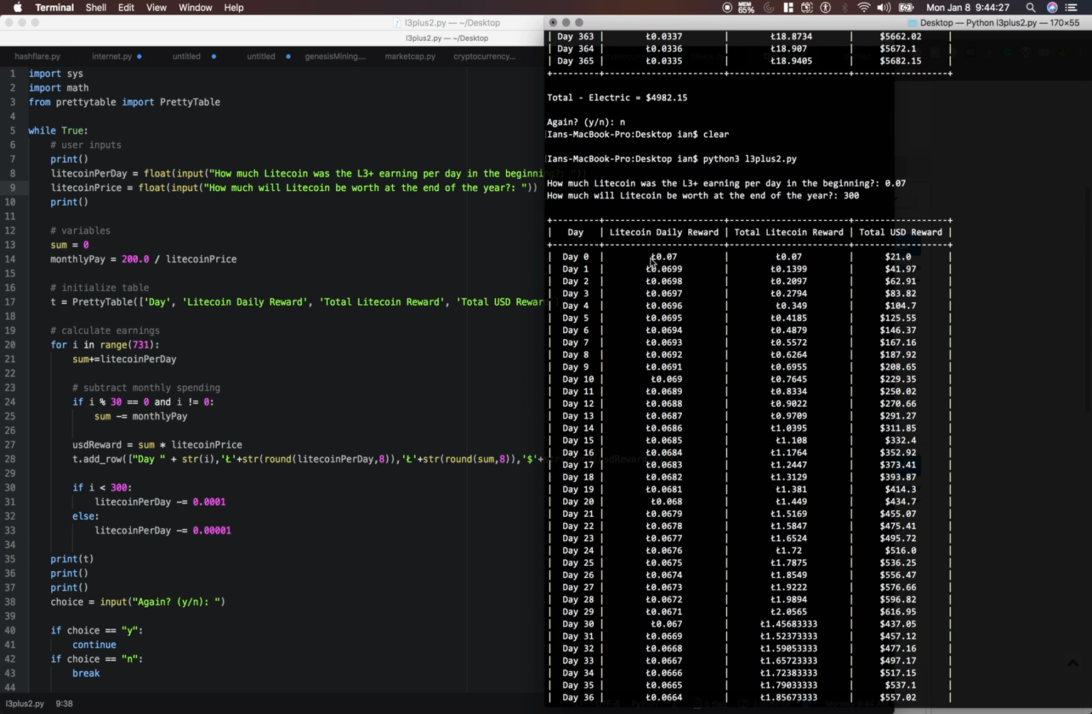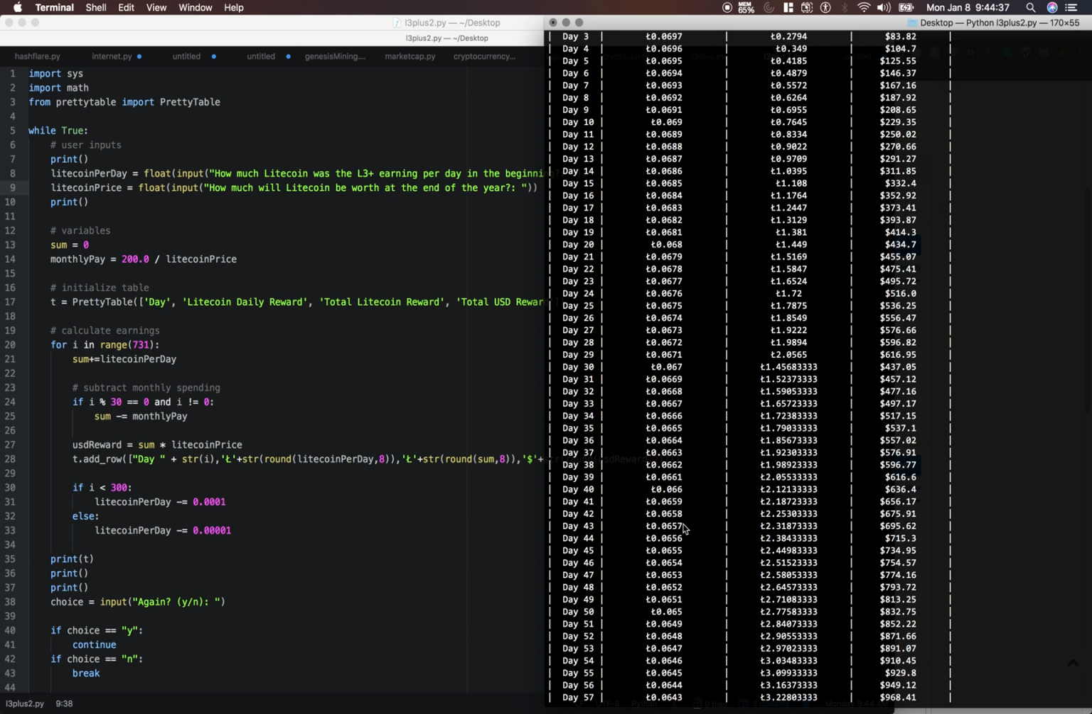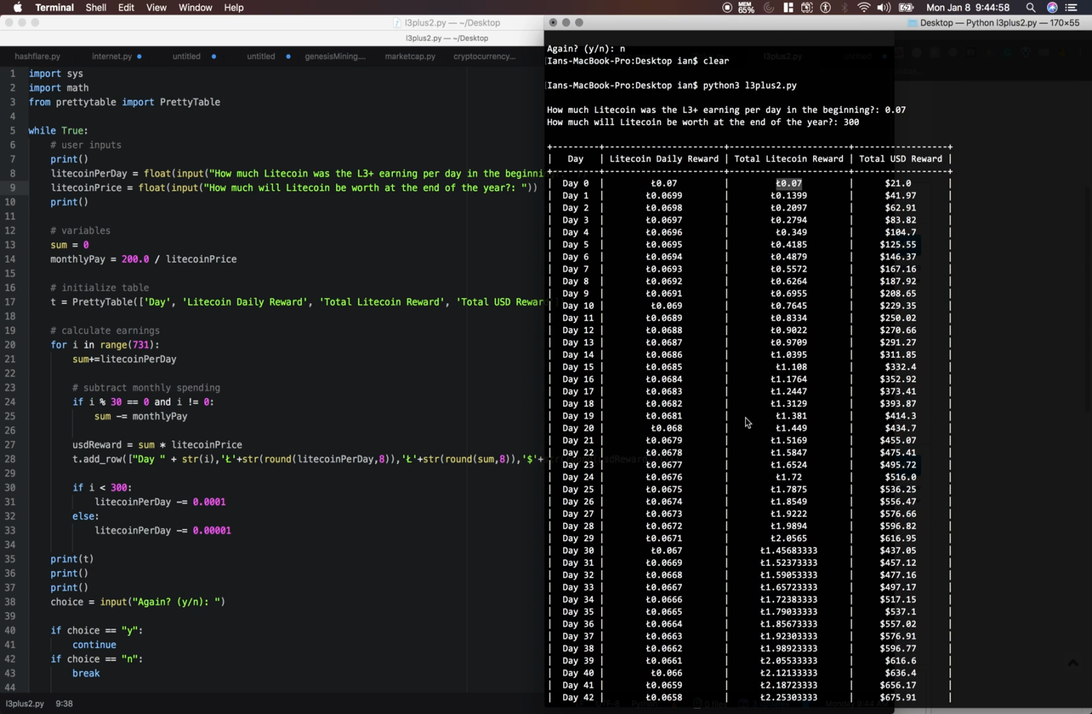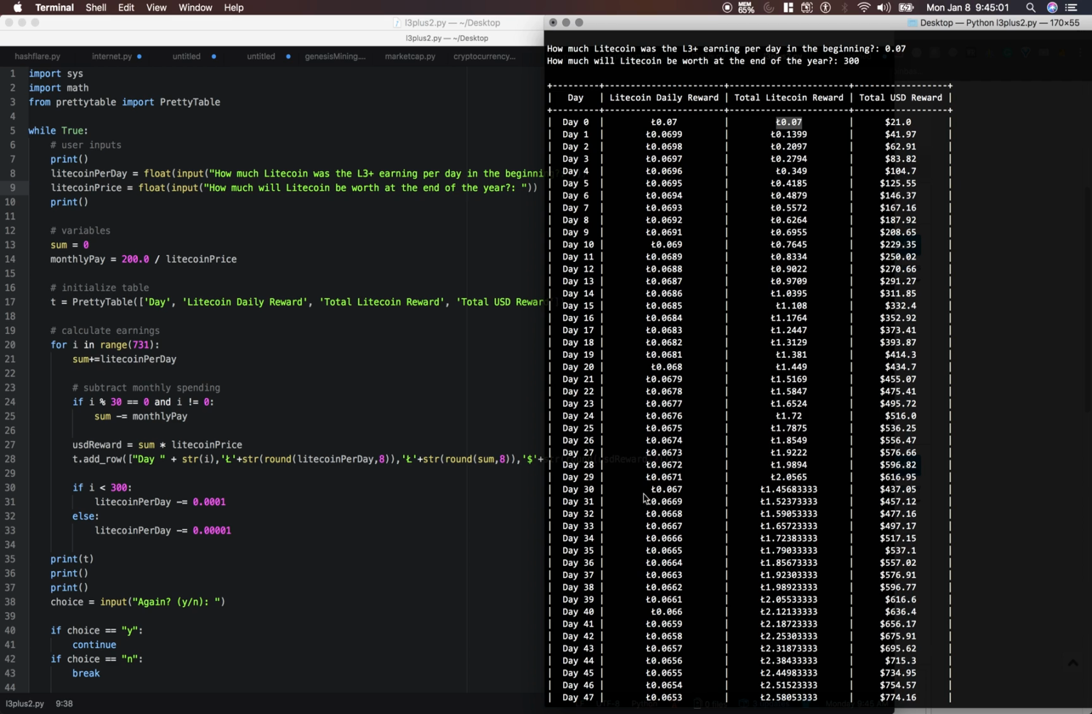So in the beginning, you can see our daily Litecoin reward was 0.07, and then it starts decreasing slightly, and I think this is a reasonable decrease based on the past. And as you can see in this column, we sum them up. So it's the sum of these two, and then this one's the sum of these three. And this is the USD reward compared to, in terms of Litecoin being $300. And so after 30 days, you can see here, we went from 2 to about 1.45. That's because we subtracted $200 for our expenses.